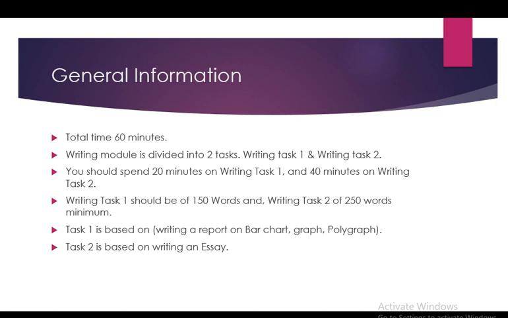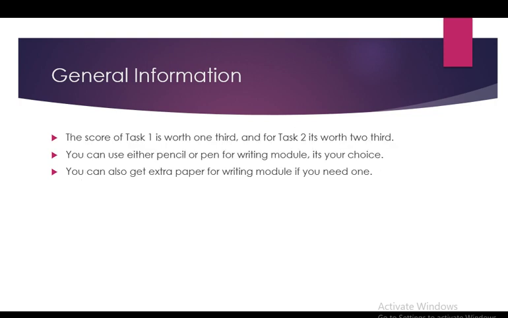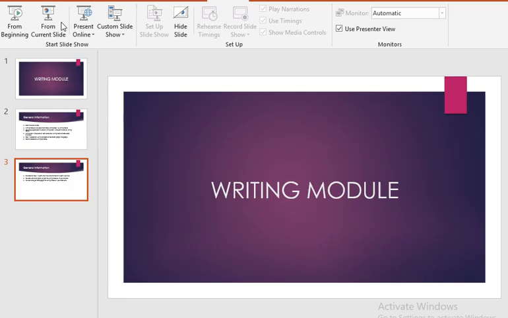Task 1 is based on a report, bar chart, graph or polygraph. I will show you an example. And task 2 is usually based on an essay. The score of task 1 is worth 1/3 and task 2 is worth 2/3, which means, for example, 35% of the marks is from task 1 and the remaining marks are from task 2. You can use either pencil or pen for the writing module, it's your choice. You can also get extra paper for the writing module if you need one.